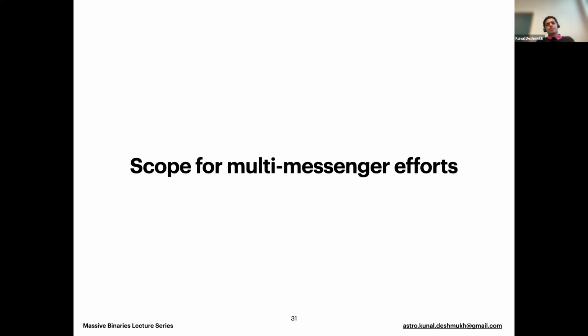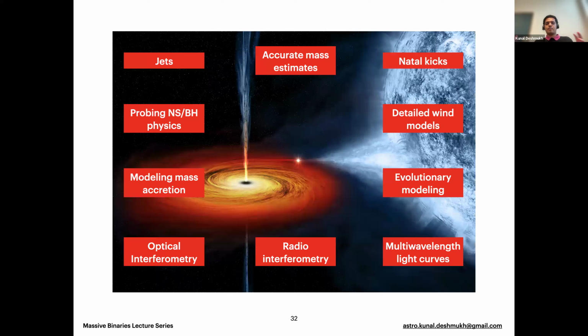Finally, I would like to quickly highlight some interesting aspects of X-ray binaries and the scope for multi-messenger efforts. Because so far, what I've talked about is basically a tip of the iceberg. But if we look at the full picture, there are many ways to tackle such systems. So I didn't really talk about jets, but when you have accretion on these compact objects, you can also see jets. You can probe neutron star and black hole physics very nicely by studying how these objects interact with matter being accreted onto them. Of course, mass accretion is also a topic of its own.